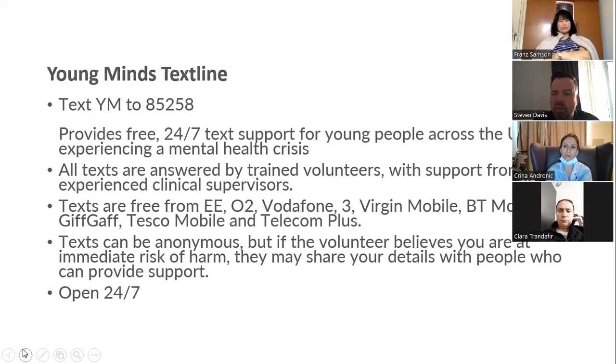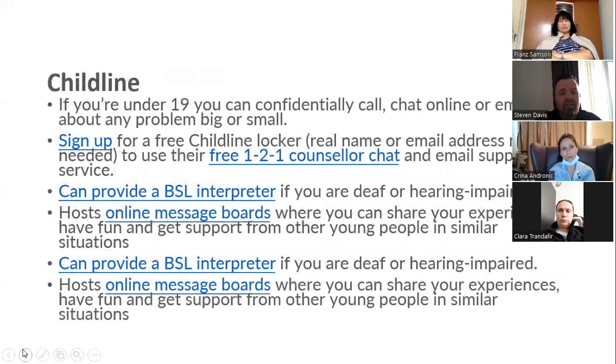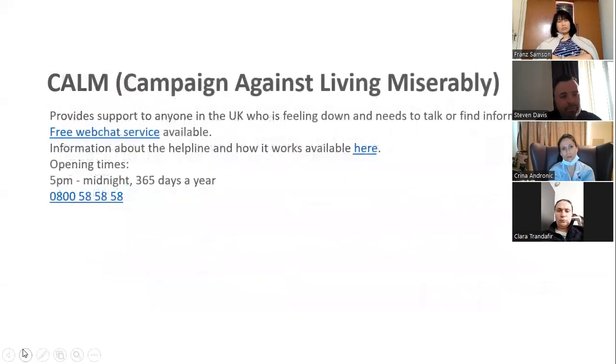And there's another one called Wazoo. It's a penguin, and again, will give you a safety plan. Texts from a lot of your mobile phones are free for suicidal helplines. Childline, up to 19 years old. They obviously do counselling, have access to interpreters and all of that lot. And Calm is the campaign against living miserably. So again, they've got lots of free stuff.